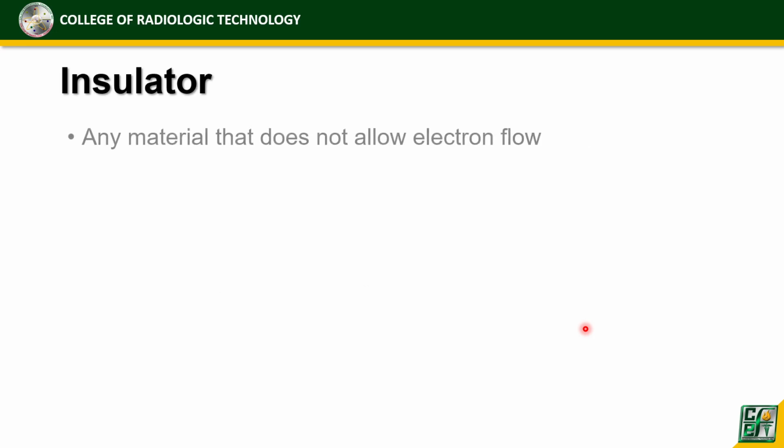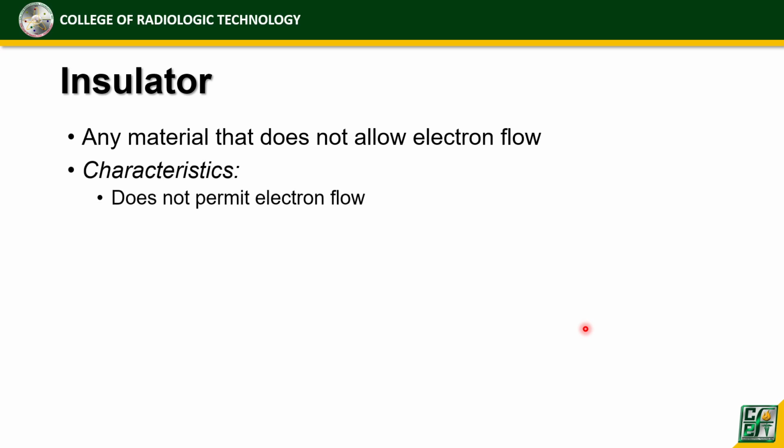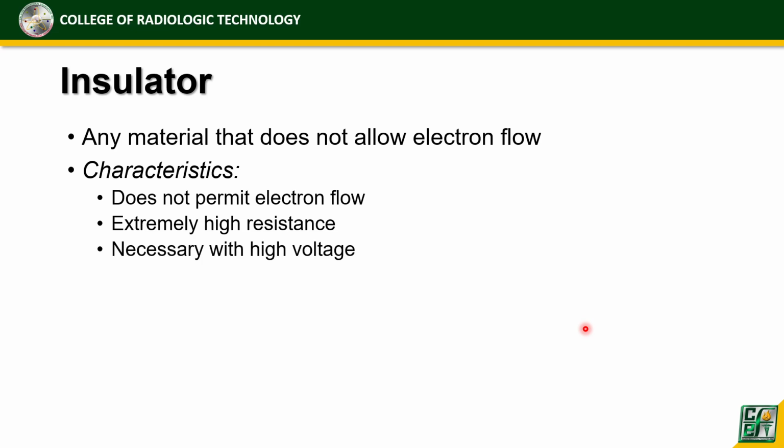Then, insulator, any material that inhibits or does not allow electron flow. So characteristics, does not permit electron flow, extremely high resistance, necessary with high voltage. Okay, bakit siya necessary with high voltage? Para makontrol niya yung voltahe. Okay? Example, glass, rubber, and clay.